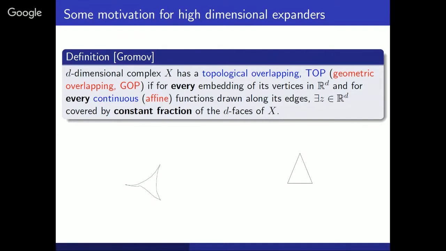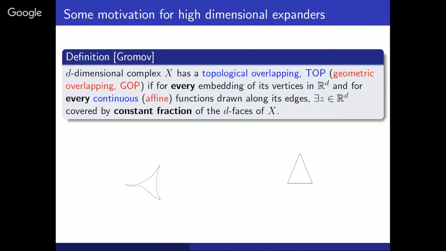You can draw a straight line between the vertices, or you can draw all kinds of continuous lines between the vertices, and you'll get all kinds of triangles if we talk about dimension 2. And what Gromov asked is, does a complex have a topological overlapping property if for every embedding of the complex in R^d, there is a point that is covered by a constant fraction of the simplices, of the faces that are obtained by the embedding?